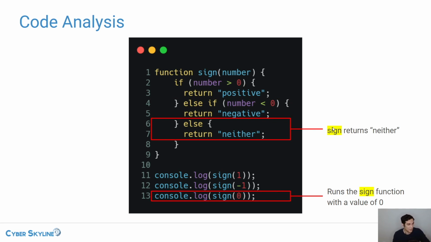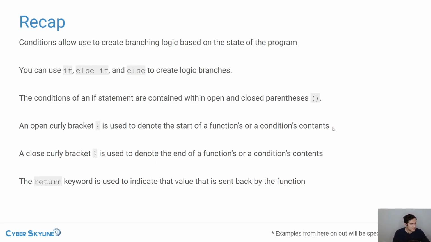All right. So this is the recap of what we learned just now. Conditions allow us to create this branching logic based on the state of the program, right? We created a sign function and we said, hey, if this number is negative, we want to do this. If this number is positive, we want to do this. If it's neither negative nor positive, we want to do this. And we can use the if, the else if, and the else to create these logic branches.